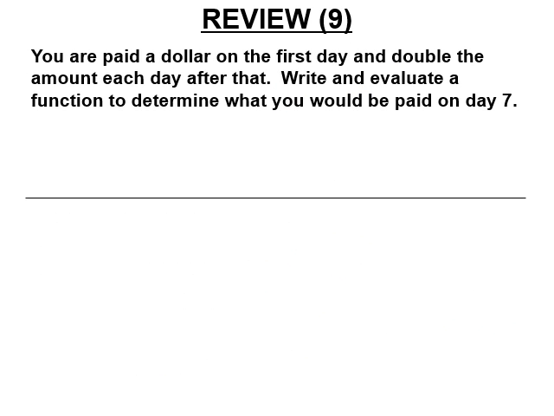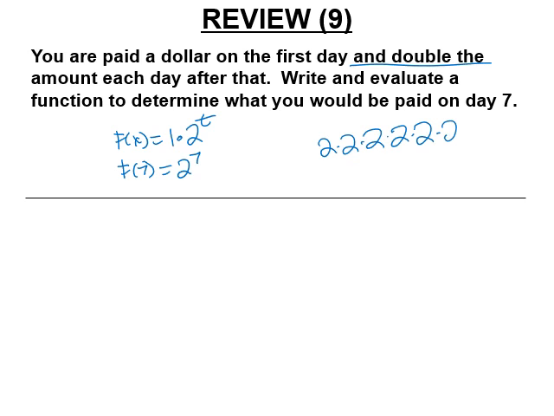All right, so you're paid $1 on the first day and double the amount each day after that. Okay, so f of x, our starting amount is $1. We can leave that out. And we're doubling it. That means we're multiplying it by 2 every single time period. So to do f of 7, you do 2 to the 7th, which is 2 times 2 is 4, times 2 is 8, times 2 is 16, times 2 is 32, times 2 is 64, times 2 is $128. So you'd be paid $128 on day 7.